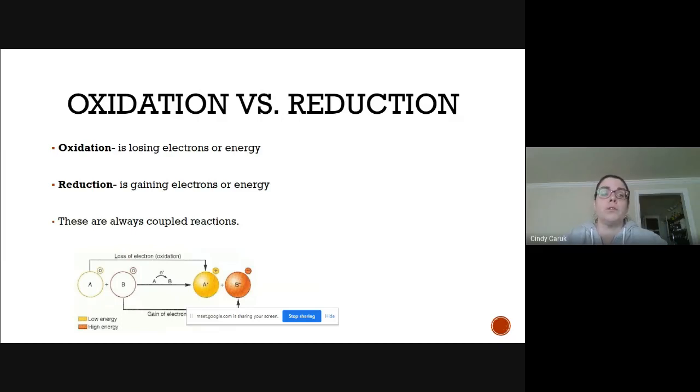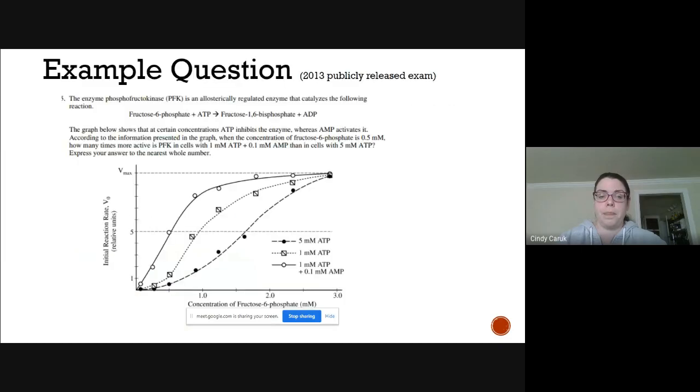So I lose energy in one thing, I break a bond, most is lost as heat, but some of it is given to reduce in another reaction. So they're coupled. The other thing to remember is if something is being reduced, it's acting as an oxidizing agent. If something's being oxidized, it's acting as a reducing agent.